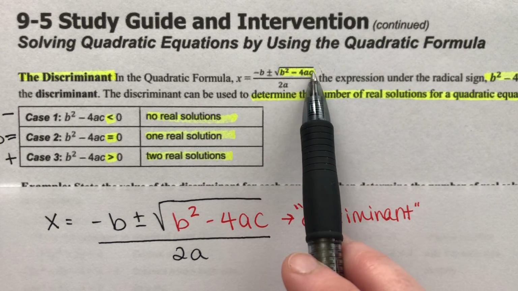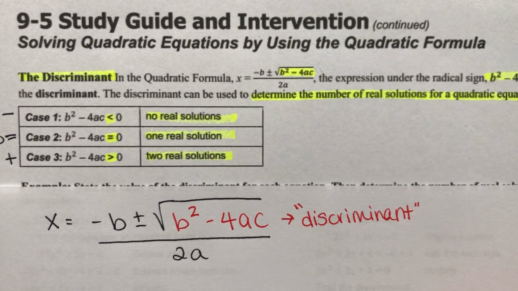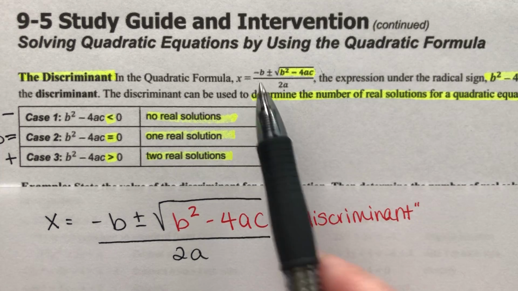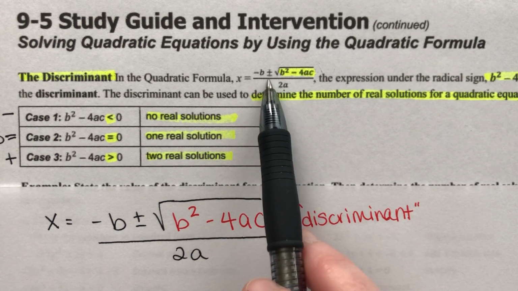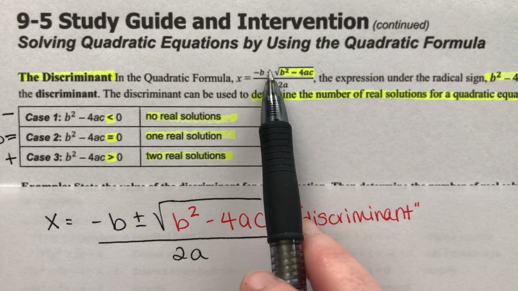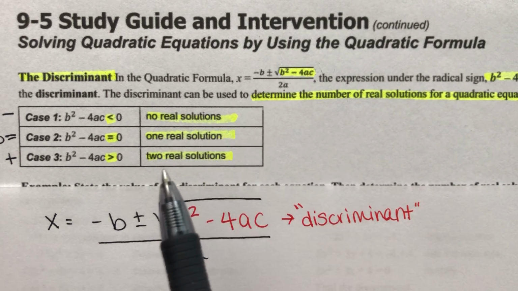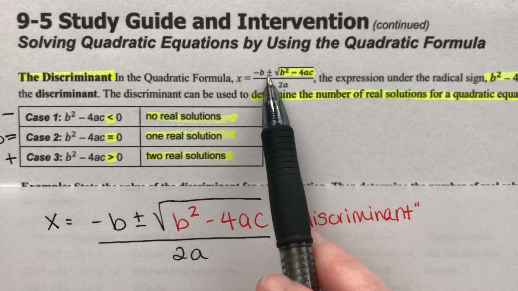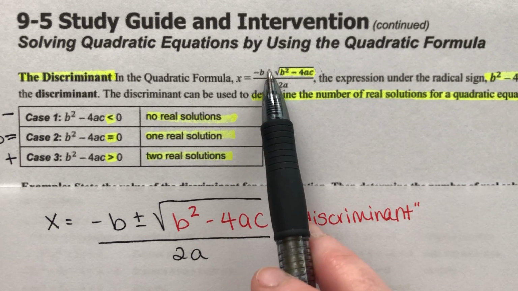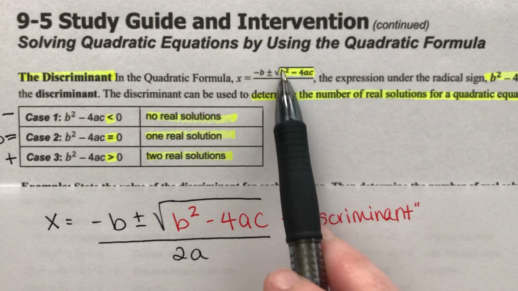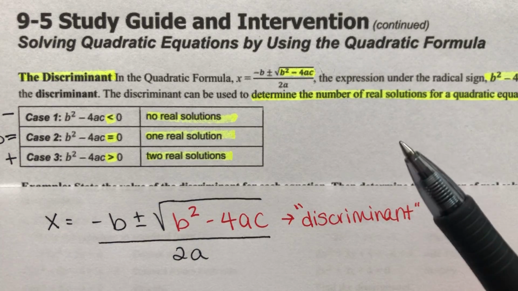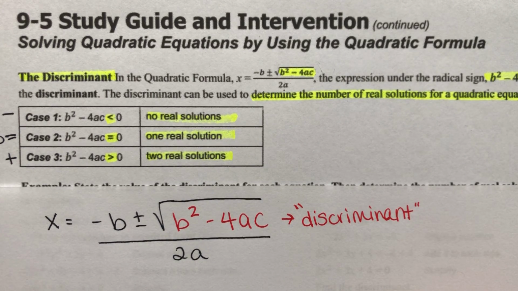If this is exactly equal to 0, it means you're going to have one solution. Because if we have negative something plus or minus 0, it doesn't matter if we're adding 0 or subtracting 0, our answer is going to be the same. You can still separate it into two different equations, one with the plus sign, one with a minus, but if this is 0, you're going to get the same answer at the end. So you're only going to have one answer.